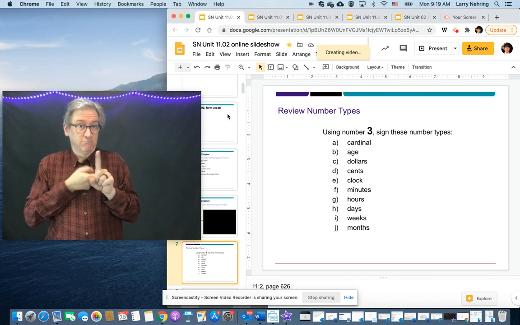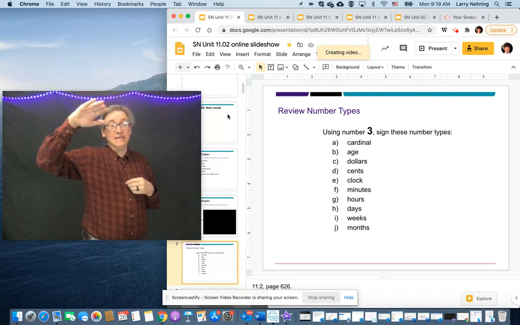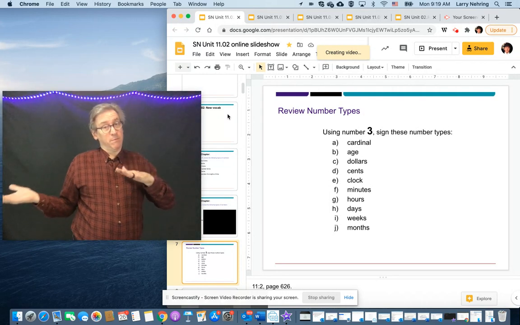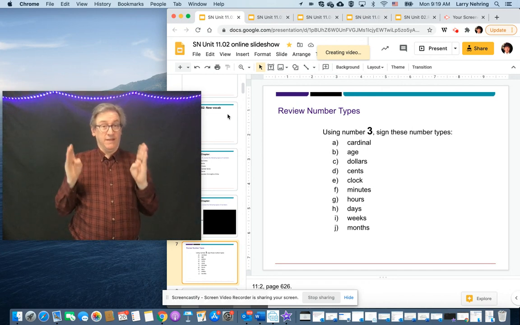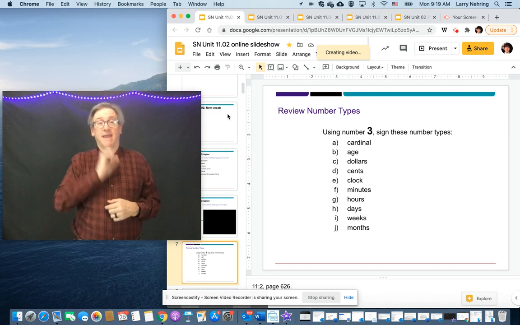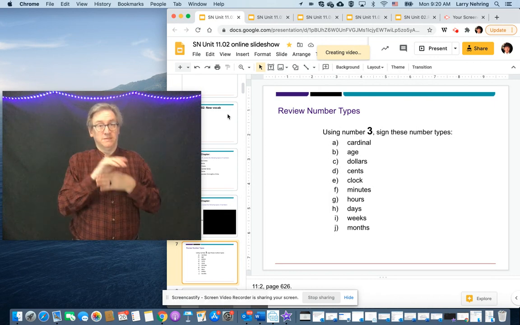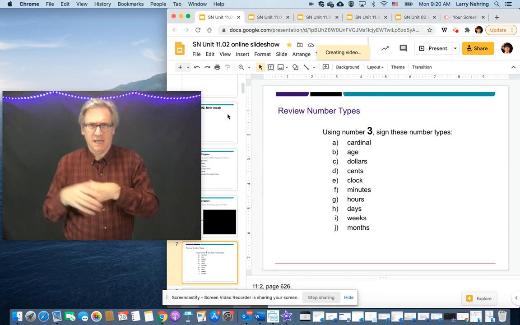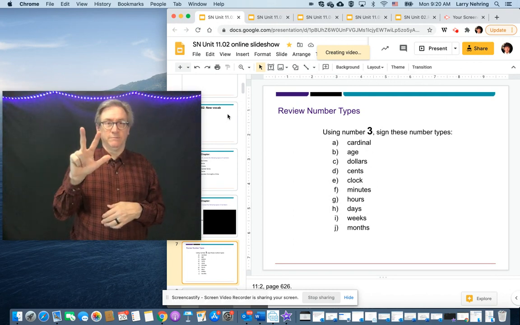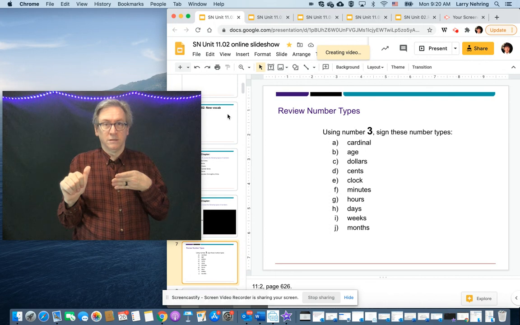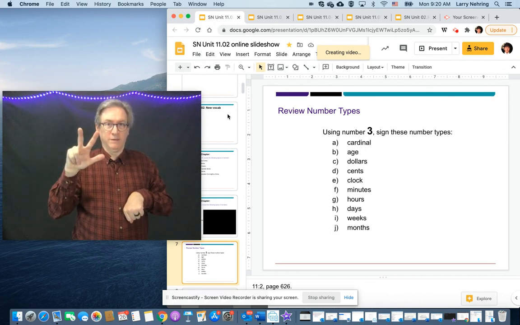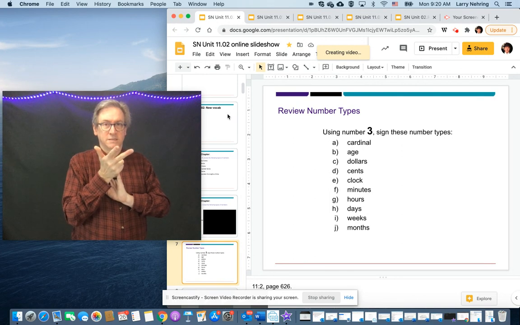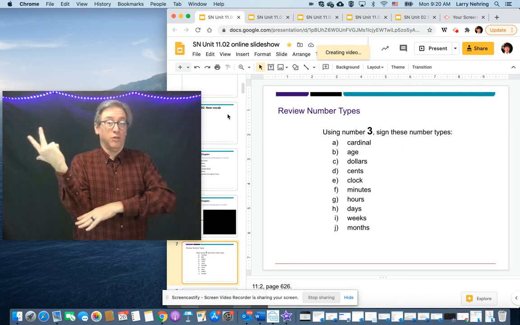10 months. Now, with each of these, where you're applying a number to a vocab word, you can always separate them. That's the best way to learn them at first. Age 1, $1. In this, I should do it with this slide. So age 3, $3, 3 cents or cent 3, time 3, 3 minutes, 3 hours, 3 days.